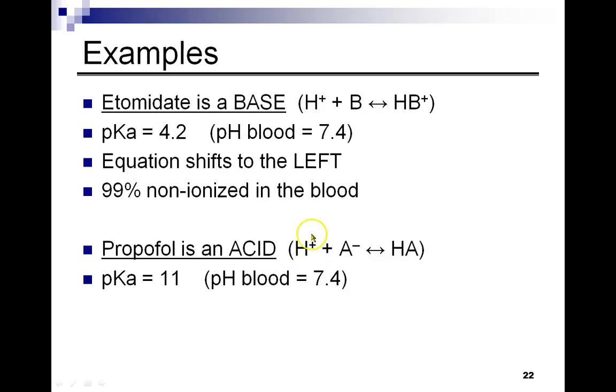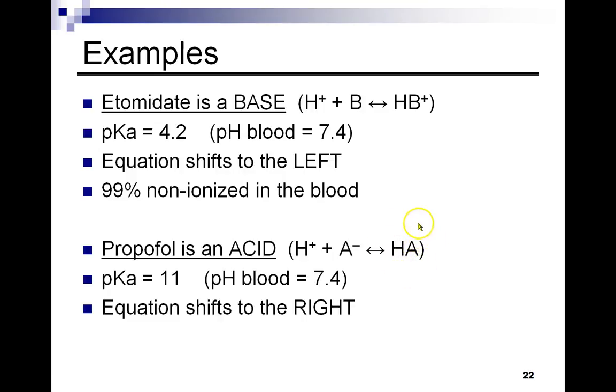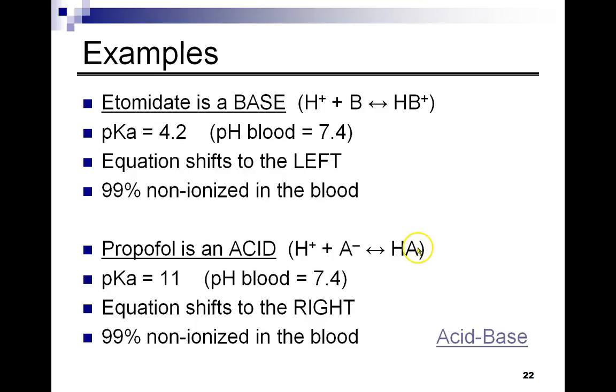And I think of that as being an excess of protons, which pushes this equation to the right. And so the predominant species is this HA, which is again non-ionized. And propofol is non-ionized in the blood, which again allows it to have a very quick onset of action in the central nervous system.